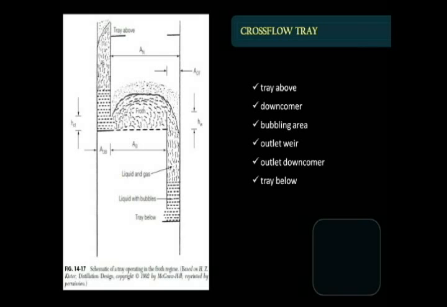3. An outlet weir on the downstream side of the bubbling area helps maintain the liquid level on the tray. And 4. The froth overflowing the weir enters the outlet downcomer. In here, the gas disengages from the liquid and the liquid descends to the tray below. I have here a video which will clearly show you the mechanism inside the tray tower.